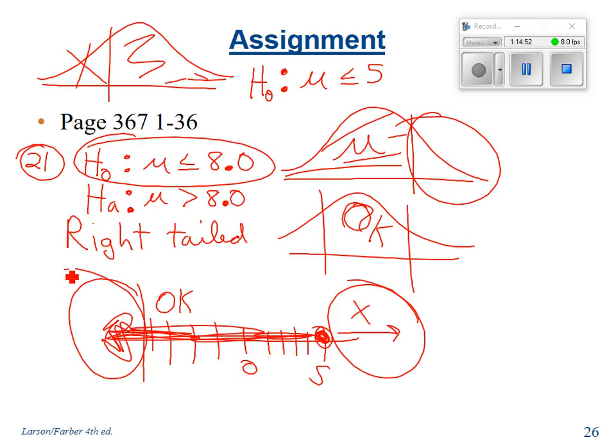Sometimes it'll be something like mu equals 12. Well, the stuff that we don't want is where mu's not 12. So we would have 12 here. That's the stuff right there on 12 that we want. All this stuff and all this stuff we don't want. So it'd be two-tailed. That's all the stuff that we want to get rid of or reject.